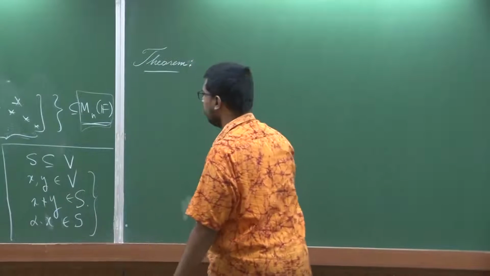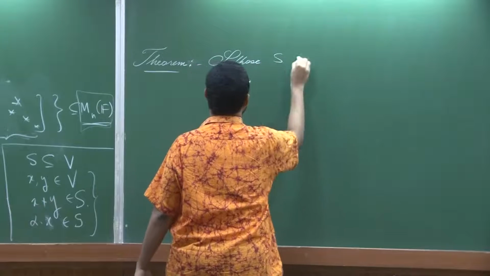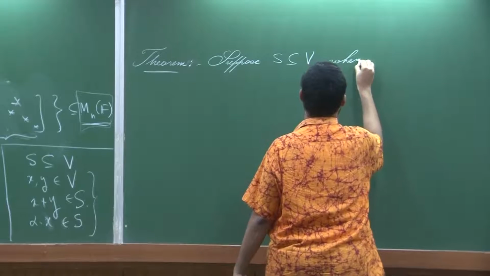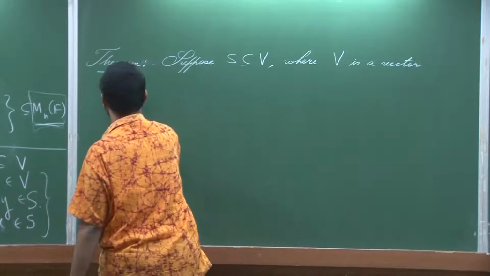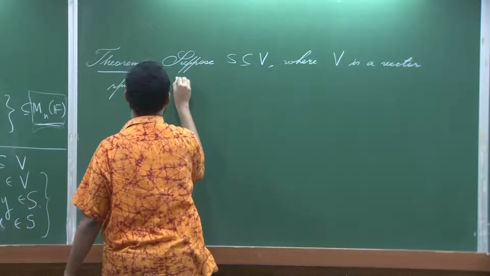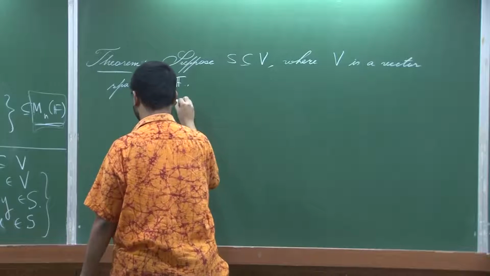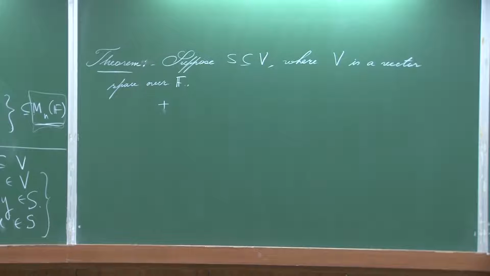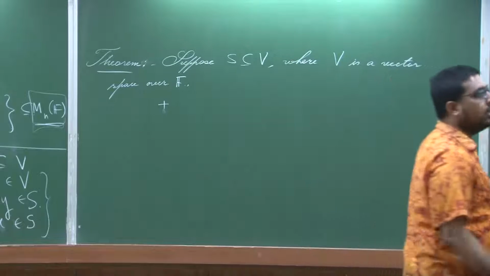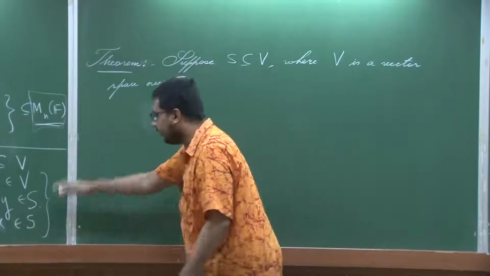because this appears very naturally. Suppose S is a subset of V, where V is a vector space over F. The addition of vectors was earlier a map from V cross V to V, and S cross S is a subset of V cross V. So you can restrict that map to S cross S. However, that does not guarantee that the image of the restriction will be S. If the image also happens to be contained inside S, then we are going to say that it is closed under addition.